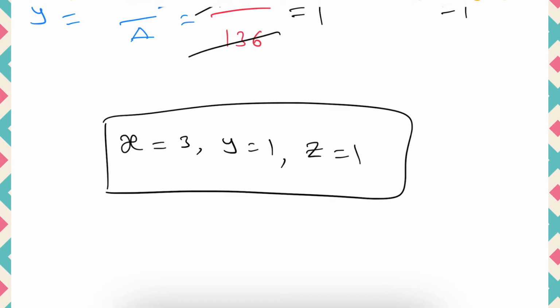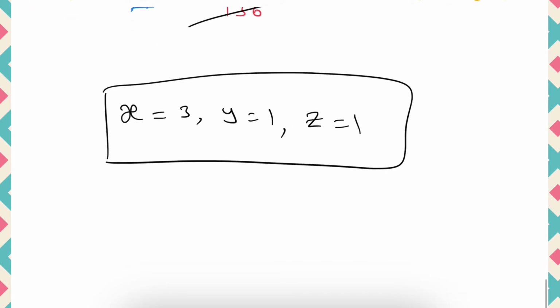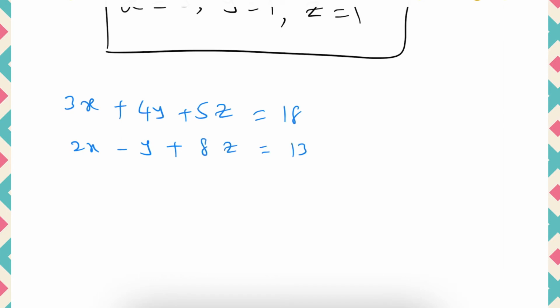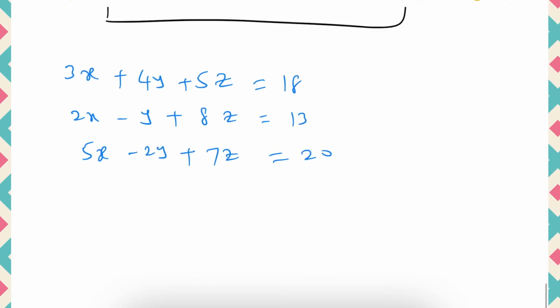Okay, now we are going to solve the same 3 equations by using the matrix inversion method. Let me write the equations again. 3x plus 4y plus 5z equals 18. 2x minus y plus 8z equals 13. 5x minus 2y plus 7z equals 20.